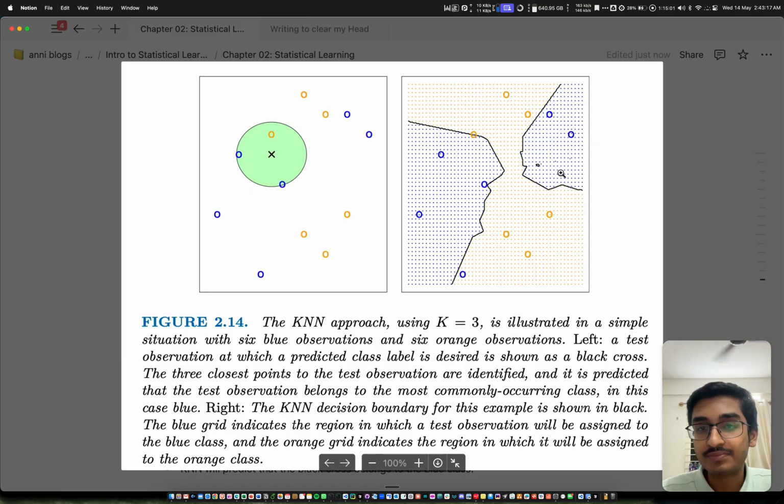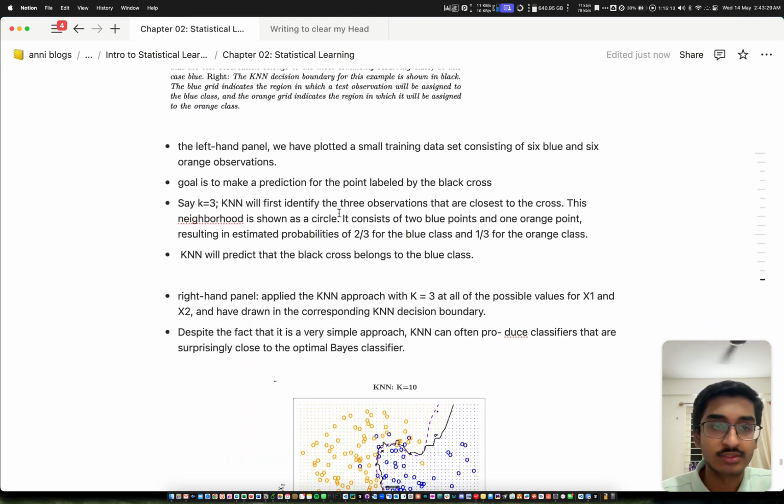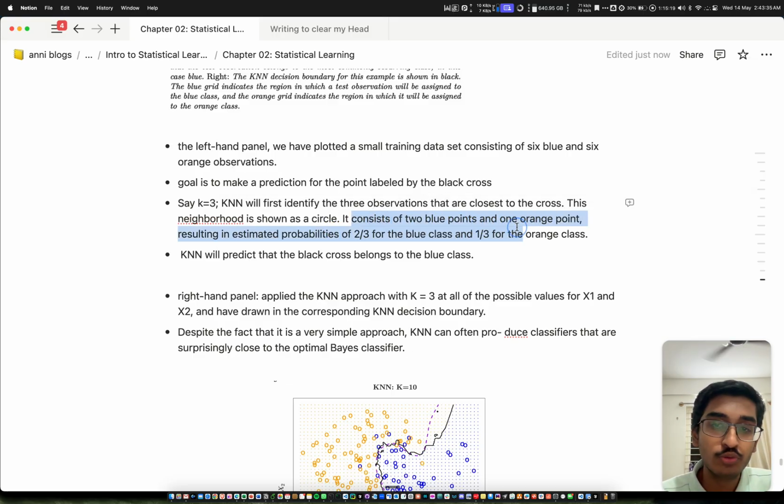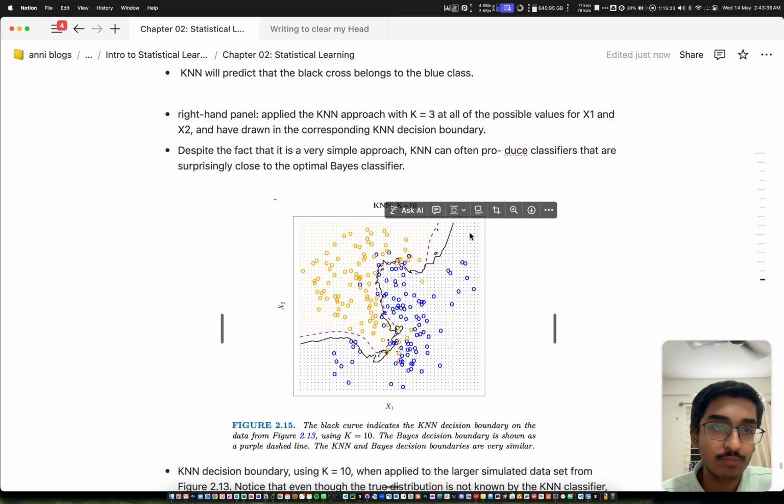Same thing for here. But here is sort of tricky, because this is nearer to me and these two are the nearest things to me, these three, and therefore blue. This is how you get your decision boundary, and this is basically how KNN works. So we first identify the objects closest to the cross, then the two blue points, one orange, 2/3, 1/3. What I said already.